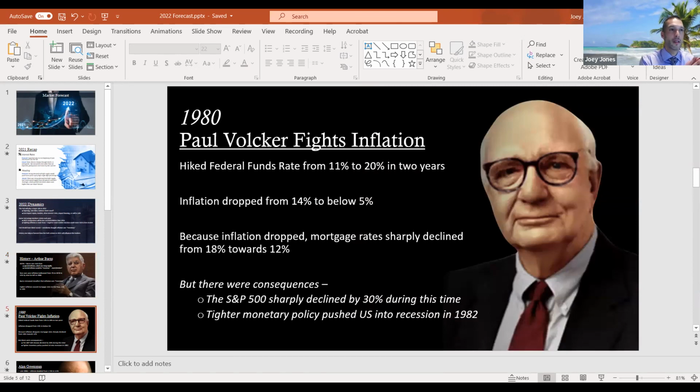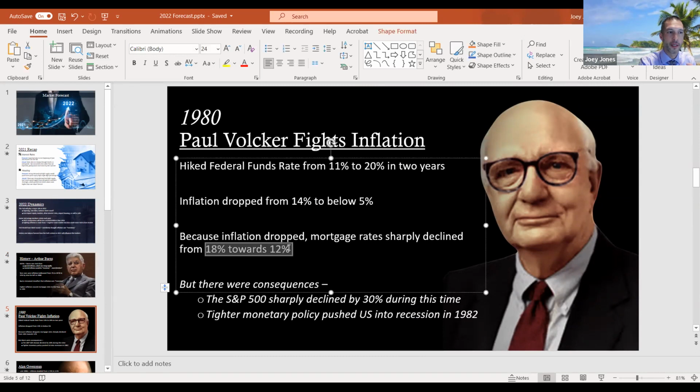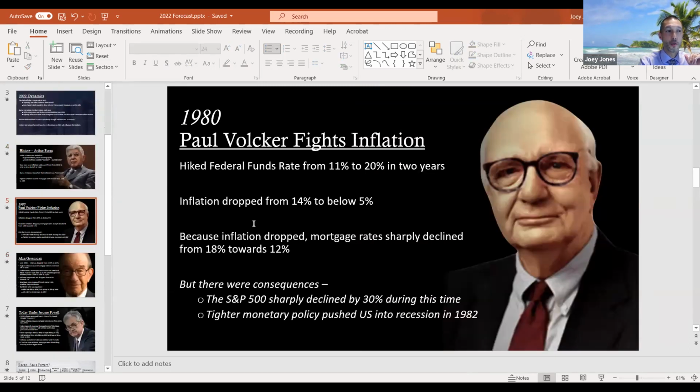Paul Volcker, he said, okay, I see what happened there, and I see what's happening here. He hiked the Fed funds rate from 11 to 20% in 2 years, which dropped inflation extremely. Just like we've been talking about, hiking the Fed funds rate helps stave off inflation, which helps mortgage rates. They went from 18 to 12%. If you had an 18% rate and you're refinancing at 12%, you are a happy camper.